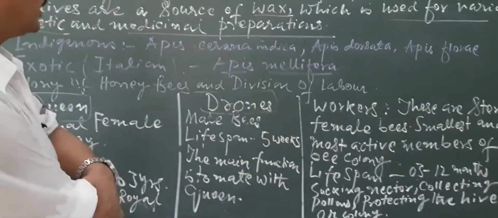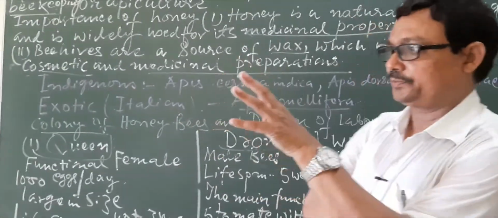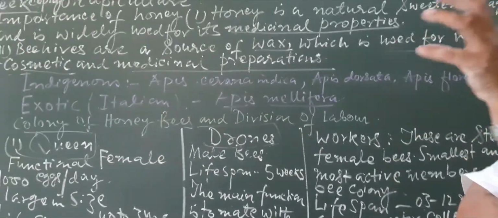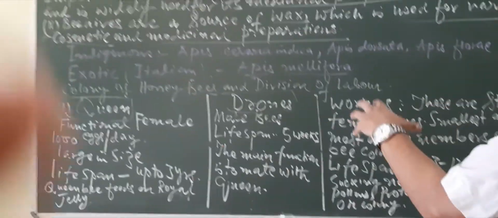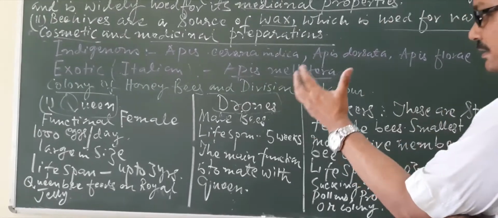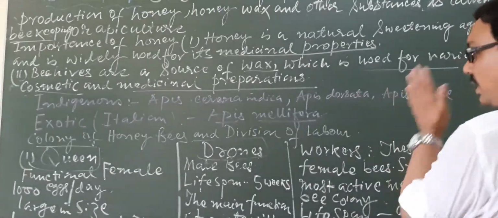So these are very important and interesting facts that, depending on the division of labor, the members of the bees can be classified into 3 categories: queen, drones, workers.